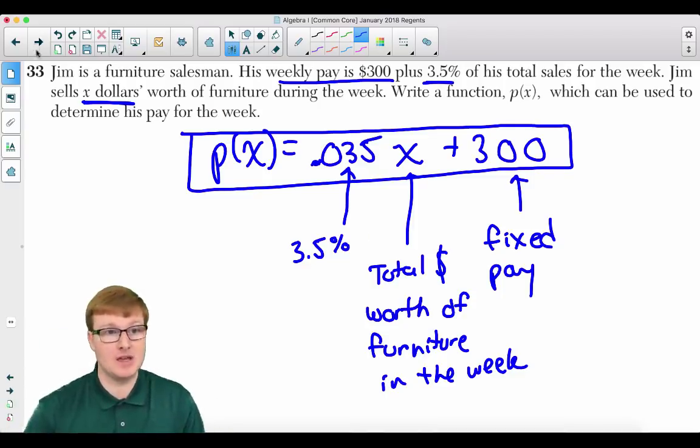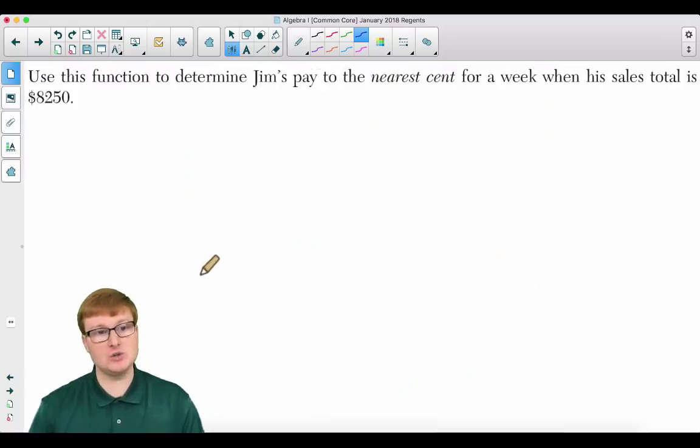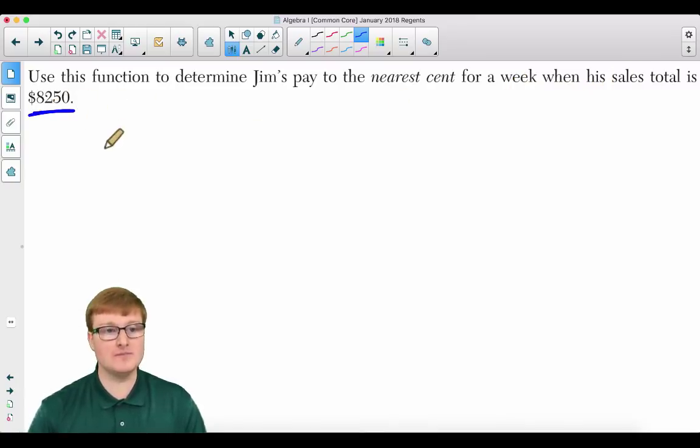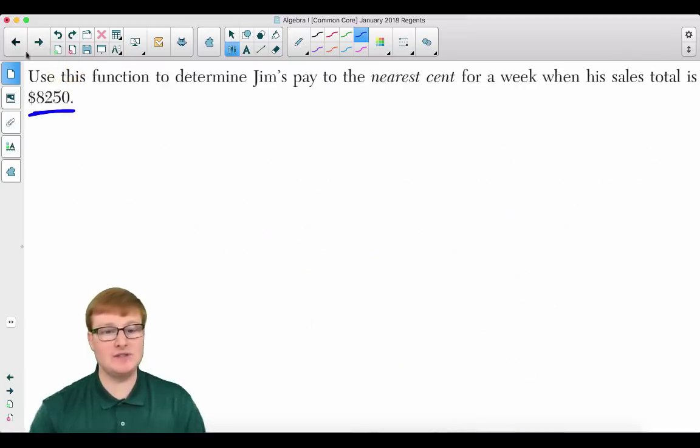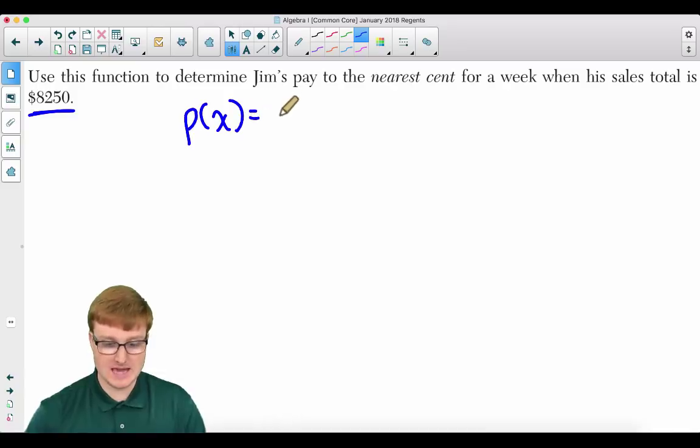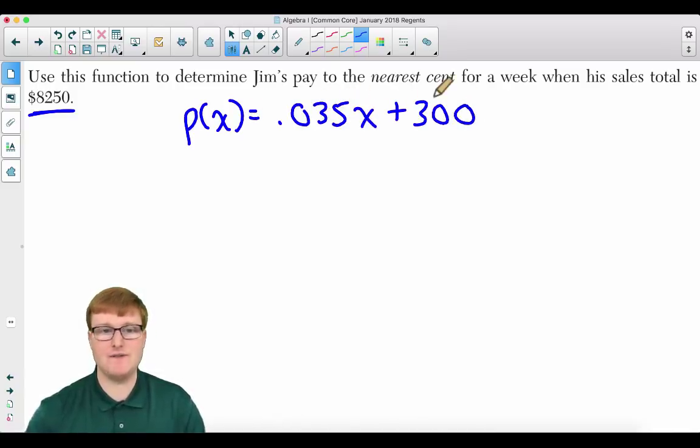It doesn't really matter. Moving on to the next part of the question, use this function to determine Jim's pay to the nearest cent for a week when his sales total $8,250. So maybe he is a good salesman. So basically what you're doing is you're plugging in 8,250 for x. So again, P of x is 0.035x plus 300. We are evaluating P of 8,250.